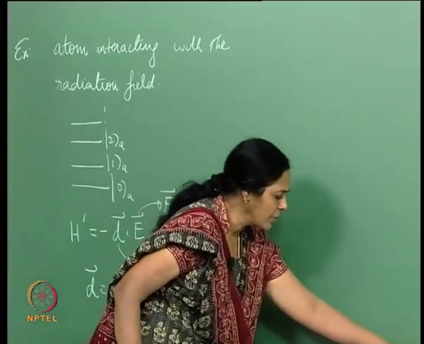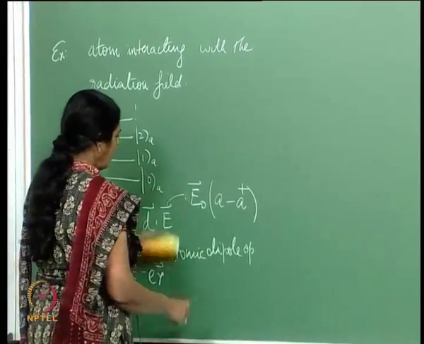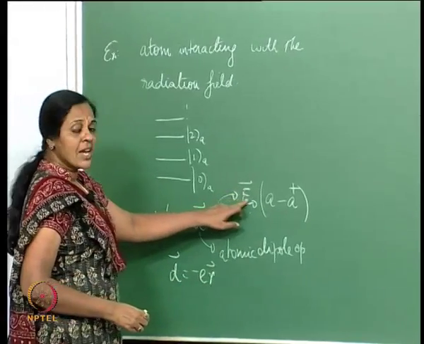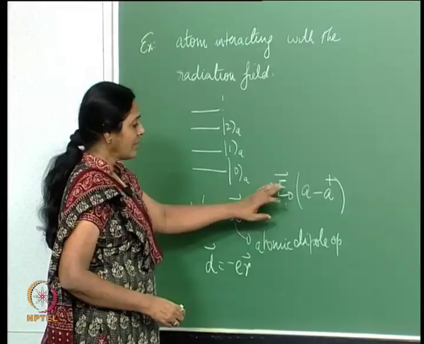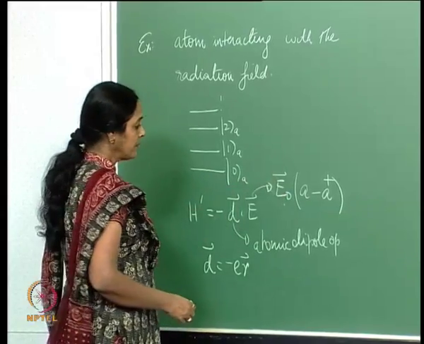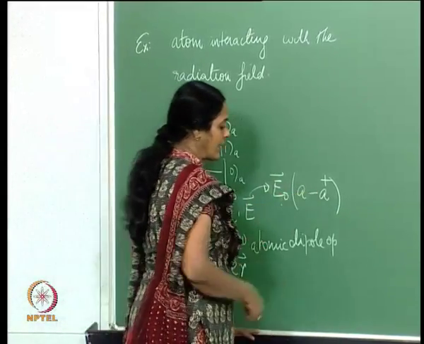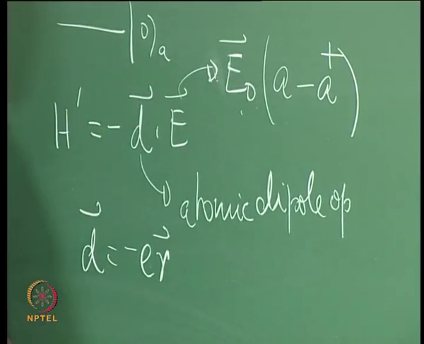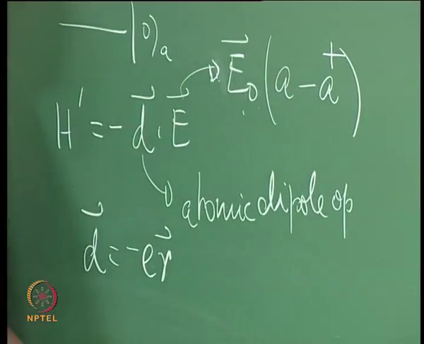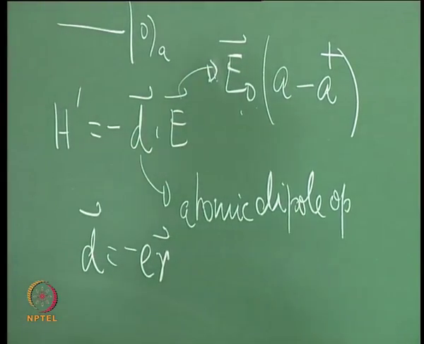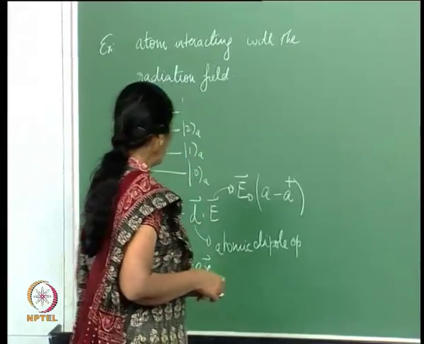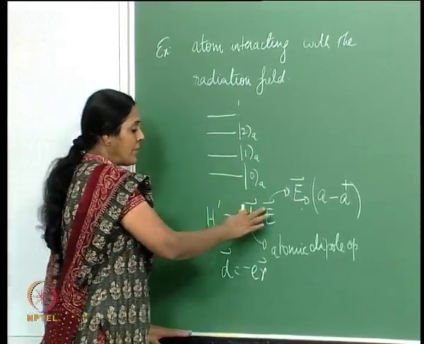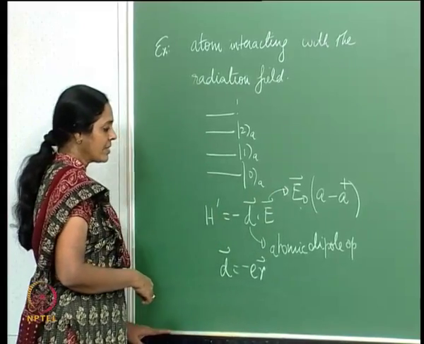So, the constants become irrelevant here. Perhaps I can even absorb the constants in E naught. So, E naught has the polarization vector and some overall constants, and I have A minus A dagger, where A is the photon destruction operator, A dagger is the photon creation operator, and there is no time dependence here. So, the perturbing Hamiltonian has no time dependence.